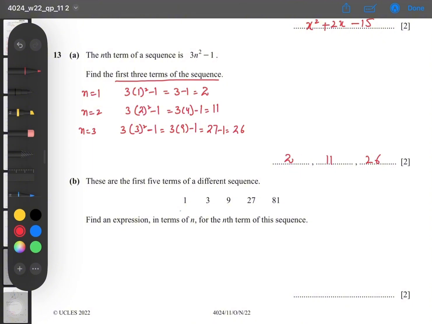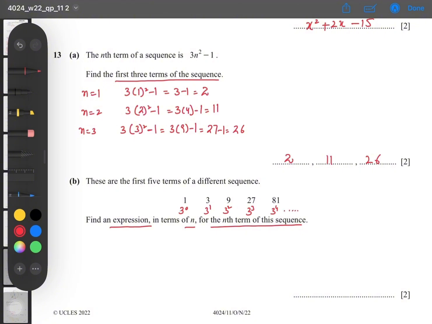Part B. These are the first 5 terms of a different sequence: 1, 3, 9, 27 and 81. Find an expression in terms of n for the nth term of the sequence. So we have to derive the general formula. If we see it carefully, this is equal to 3 raised to 0. So this is equal to 3 raised to 1, 3 raised to 2, 3 raised to 3 and 3 raised to 4.